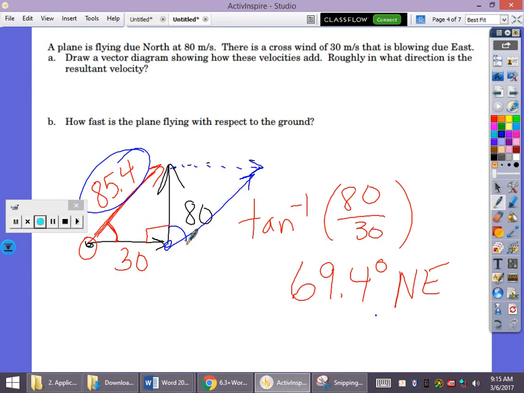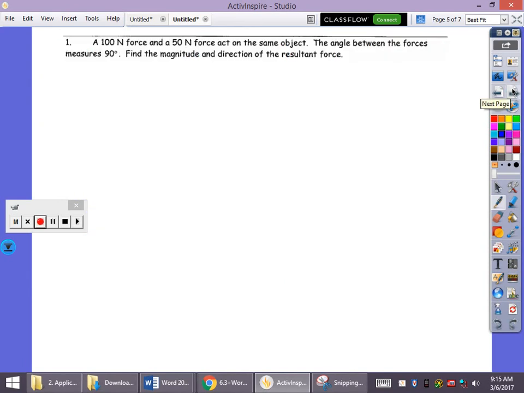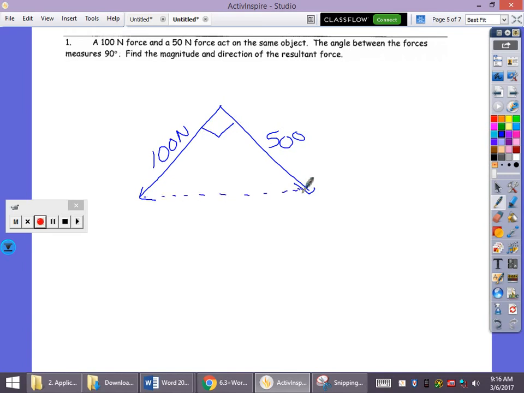Okay, moving on. All right, so new paper that I put out on your desk. I have a 100 Newton force pulling on an object, and I have a 50 Newton force pulling on an object, and they meet at a right angle. I need you to find the magnitude of that lovely dotted line.